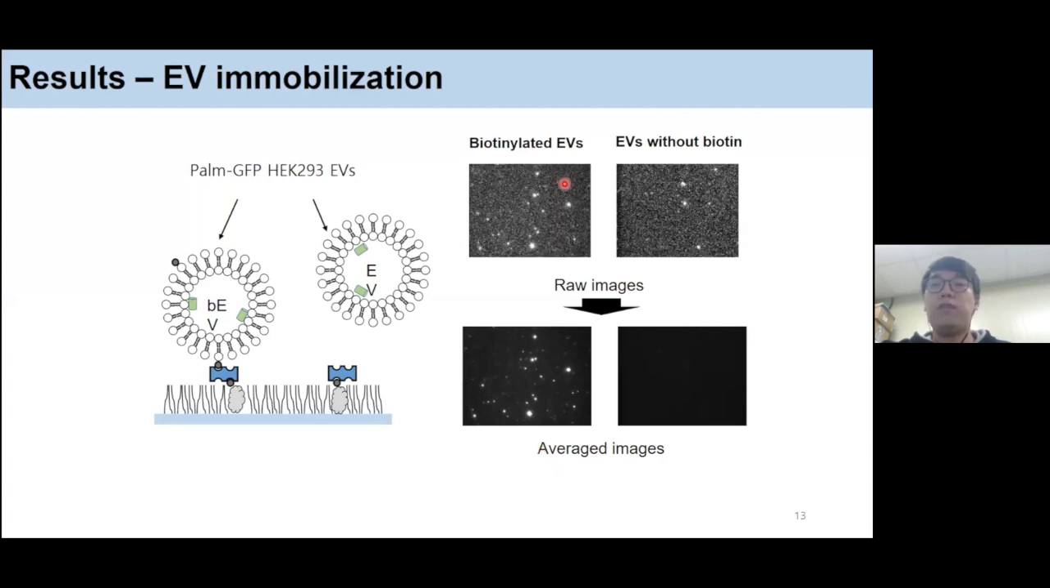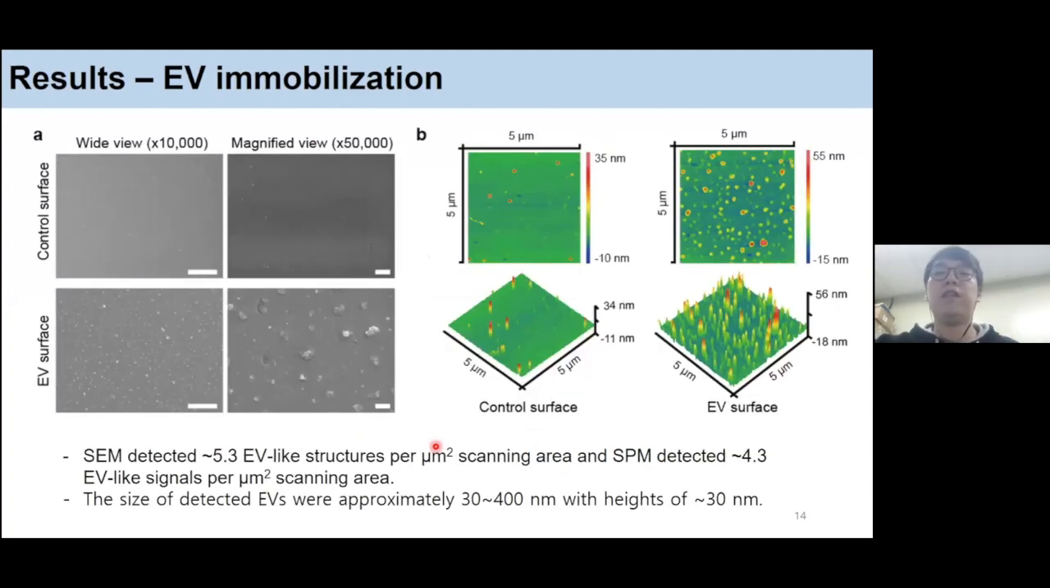When 20 frames of each video were averaged to produce noise-reduced images, only the biotinylated and immobilized EV sample showed bright signals from single extracellular vesicles. And we double-checked the EV immobilization using two different microscopes. One is scanning electron microscopy and the other is a scanning probe microscope. From the results of both microscopes, we could confirm that only the biotinylated EVs were immobilized on the surface, and the size of EVs detected from both analyses corresponded well with the previous literature.